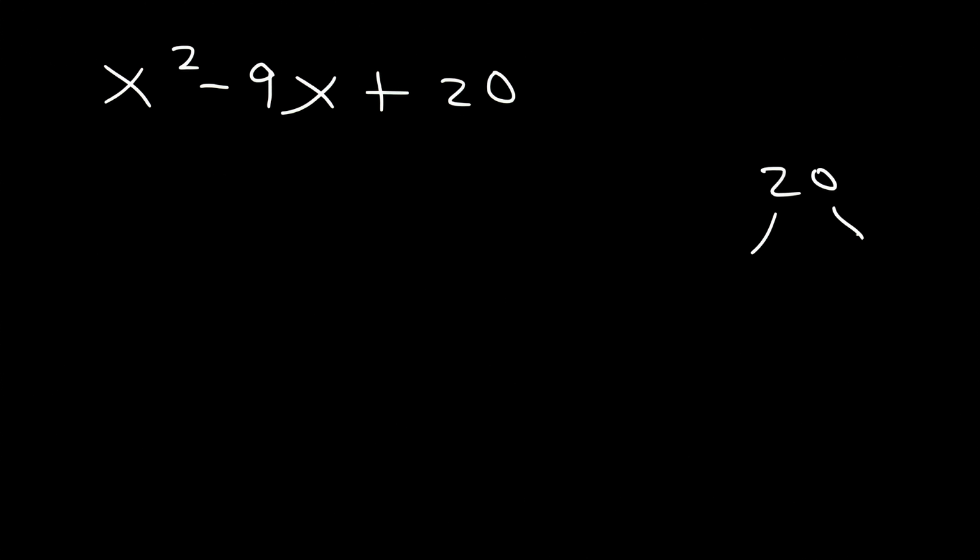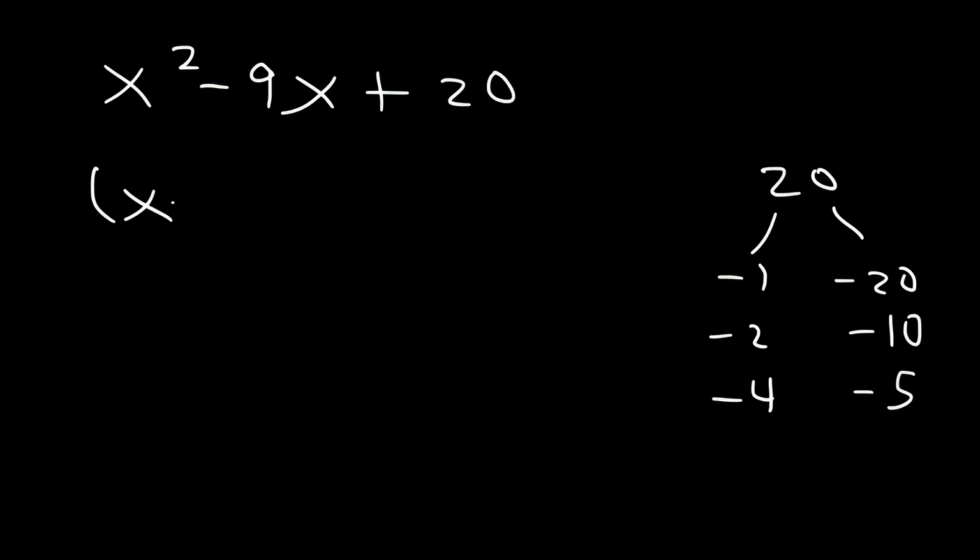Now what about this example? X squared minus 9x plus 20. What two numbers multiply to 20 but add to negative 9? So they both have to be negative numbers. 20 divided by negative 1 is negative 20. If we divide it by negative 2, we're going to get negative 10. 3 doesn't go into 20, but if we divide it by negative 4, we'll get negative 5. Negative 4 plus negative 5 adds up to negative 9. So the answer is x minus 4 times x minus 5.